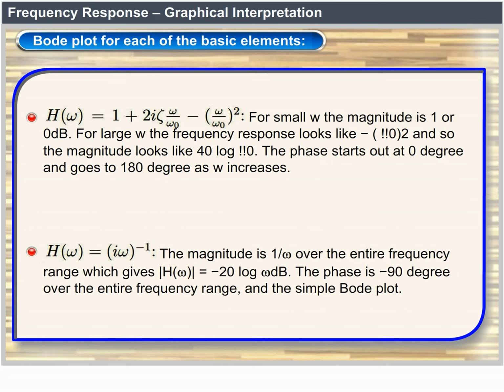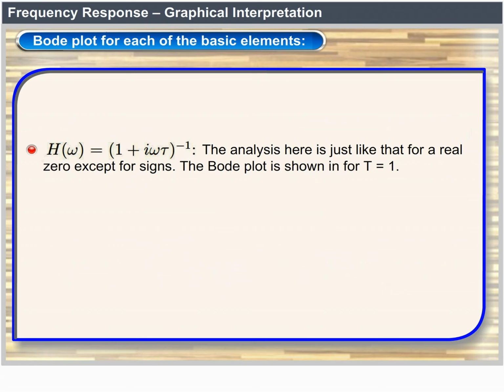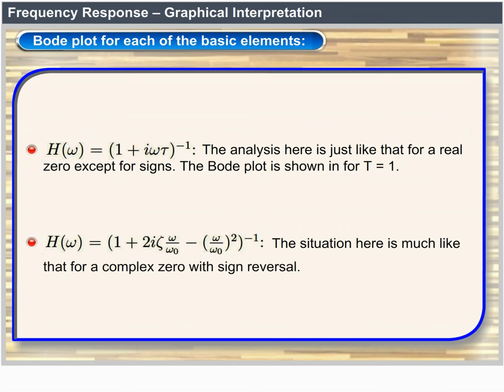The phase is minus 90 degrees over the entire frequency range in the simple Bode plot. H of omega equals (1 plus i omega T) to the power minus 1. The analysis here is just like that for a real zero, except for signs. The Bode plot is shown for T equal to 1. H of omega equals (1 plus 2i zeta omega by omega naught minus (omega by omega naught) squared) to the power minus 1. The situation here is very much like that for a complex zero with sign reversal.